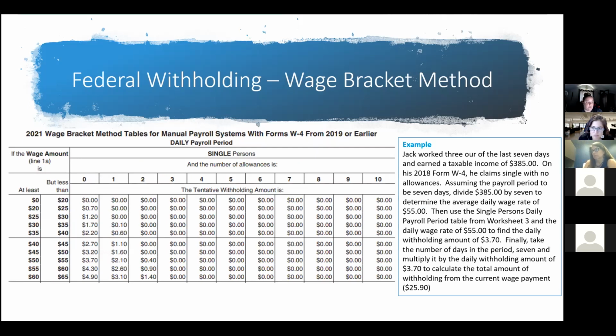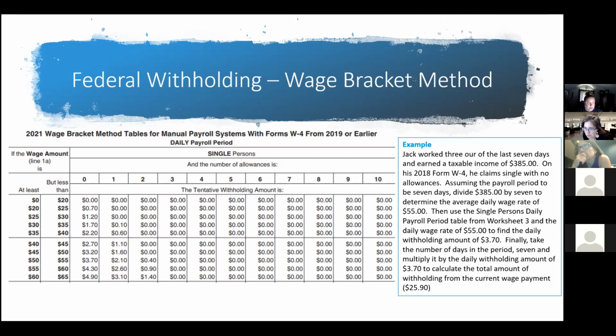Okay, so this one is daily. If you were to calculate taxes on a daily basis, which I'm going to tell you is not very common, but could happen. Jack worked 3 out of the last 7 days and he earned a taxable income of $385. On his 2018 Form W-4, he claimed single with no allowances. Assuming the payroll period to be 7 days, we're going to take the $385 that he earned and divide it by 7 to determine his average daily wage of $55.